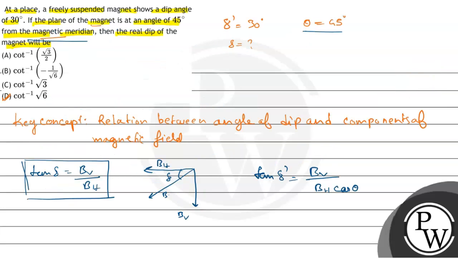That is option D. So our option D is correct, that the real angle of dip is cot inverse root 6. Hope you understand the question.